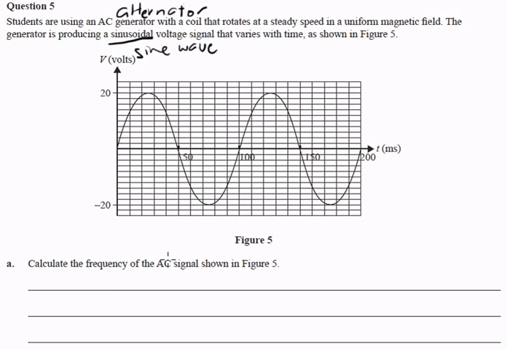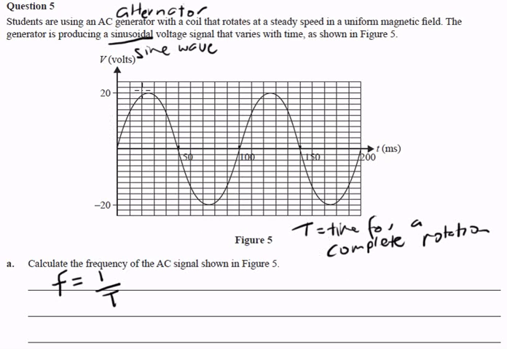Calculate the frequency of the AC signal, as shown in the figure above. So there's a couple of formulas for frequency. The one that's helpful for us at the moment is frequency equals 1 over the time period. And the time period equals the time for a complete rotation.